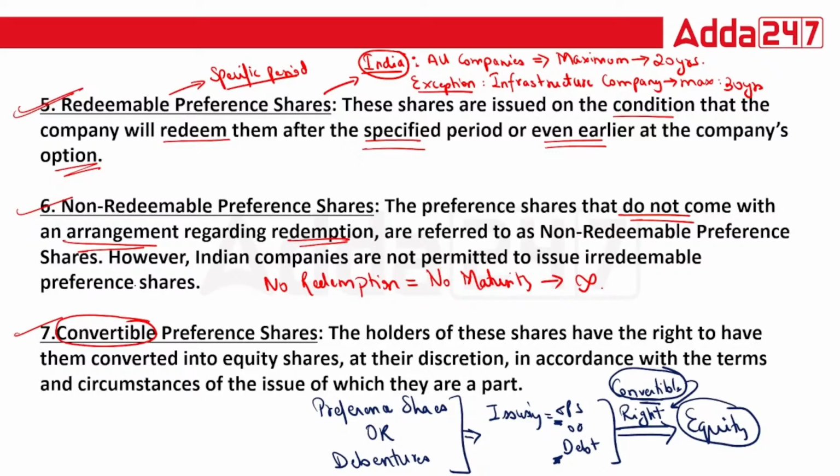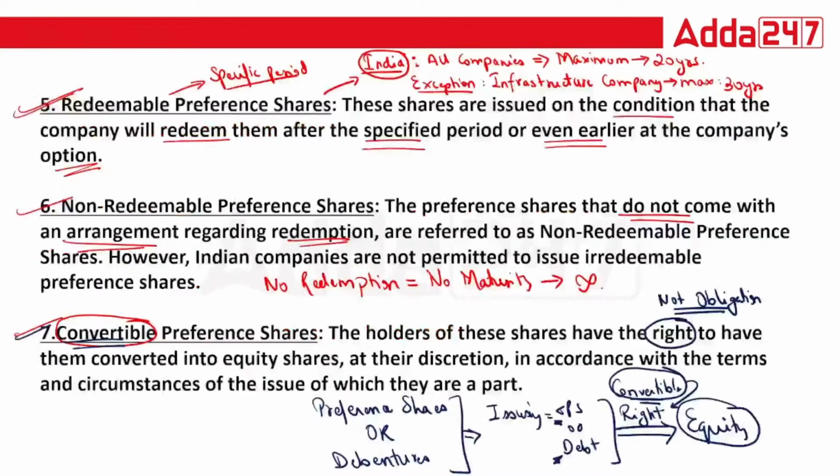So always remember, if the word convertible is written before your preference or debentures, it means you are getting the right to convert it into equity. That is what convertible means. Now, right means you have the option. As a holder of this preference or debentures, you are going to receive the option to convert it into equity or redeem at the due date. So this is not an obligation. There is no obligation that you compulsorily need to convert it into equity.